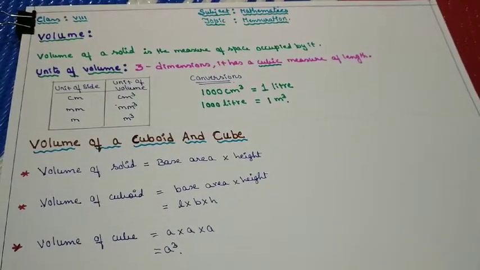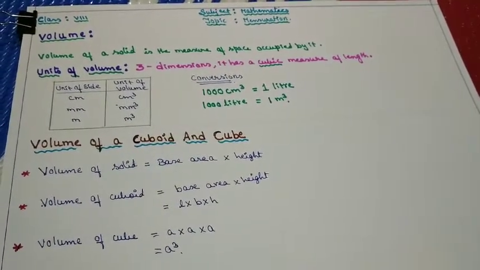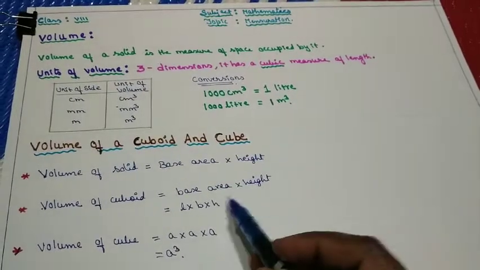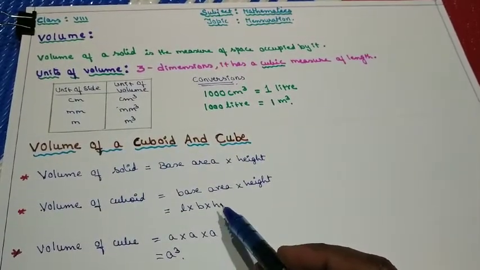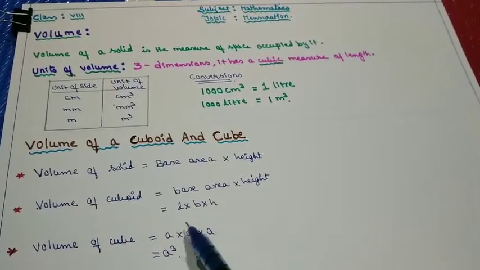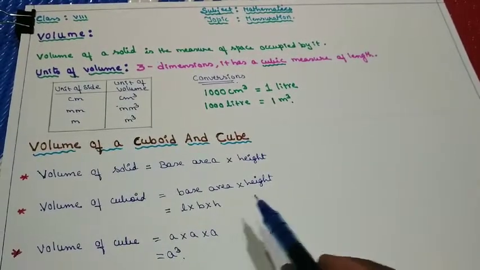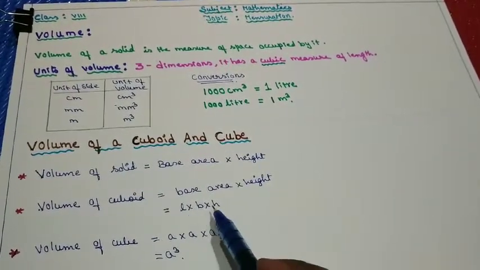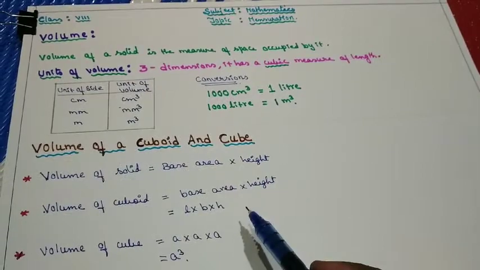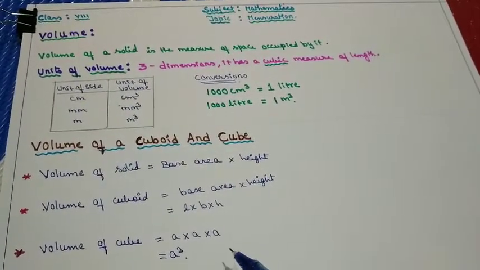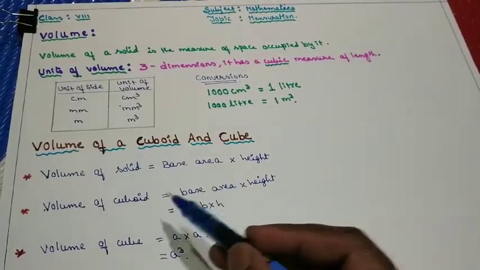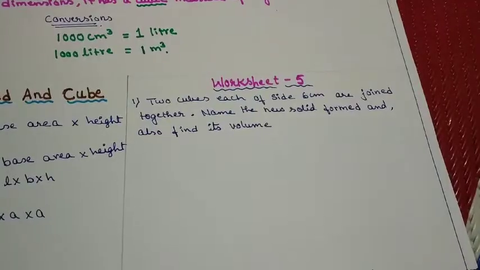So the unit for volume is cubic units. If all the dimensions are in centimeter, then it becomes centimeter cube. If all the dimensions are in millimeter, then it becomes millimeter cube. If all the dimensions are in meter, then it becomes meter cube. Now we'll solve the questions based on these formulas.